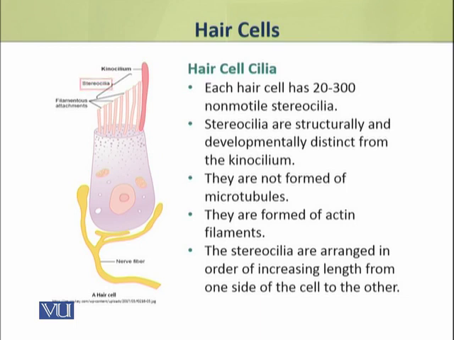They are also not formed of microtubules. Rather, they are formed of actin filaments. These stereocilia are arranged in the order of increasing length from one side of the cell to the other.